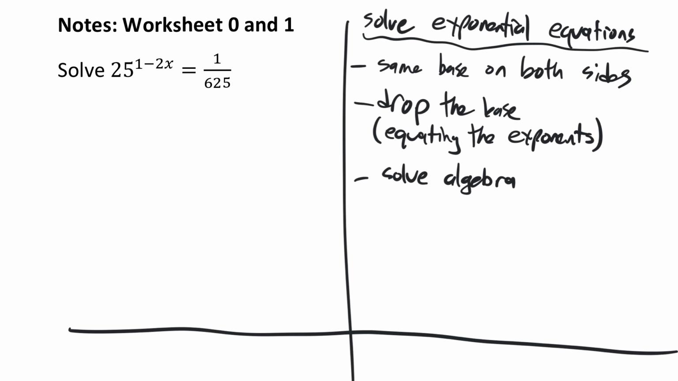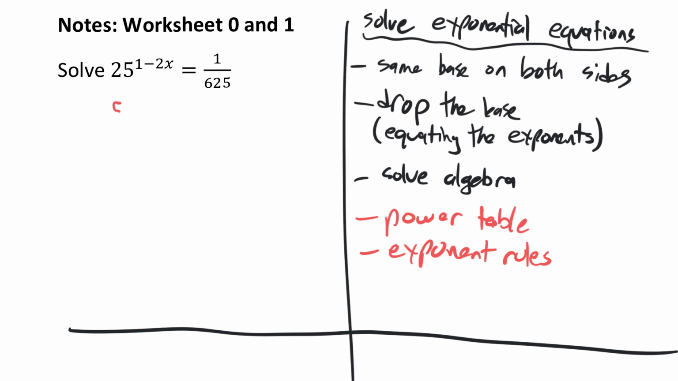And it's important to keep in note things like you need to know your power table. You need to know your exponent rules. And otherwise, you're pretty much good to go. So here's one for you. We have 25 to the 1 minus 2x equals 1 over 625. Go ahead and pause the video and give that a try.